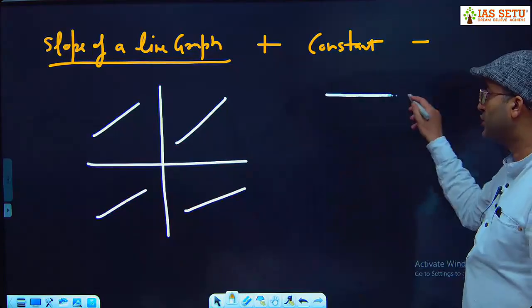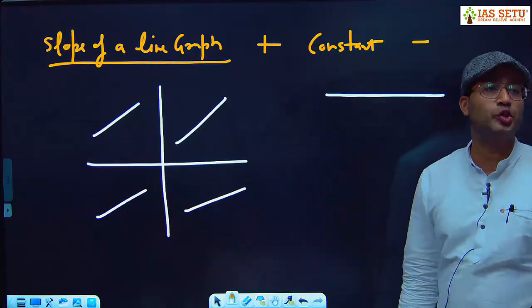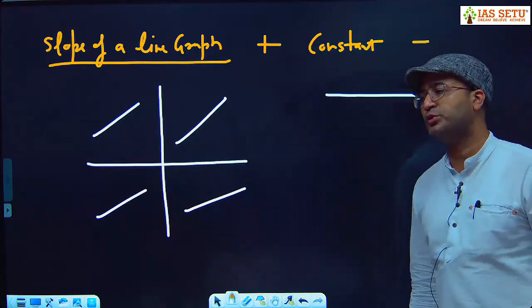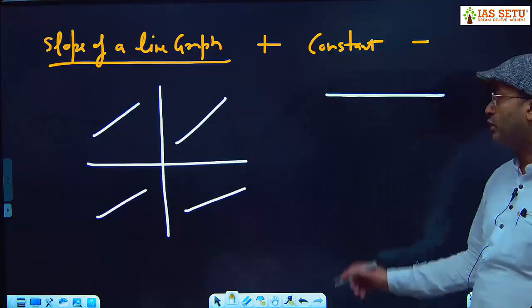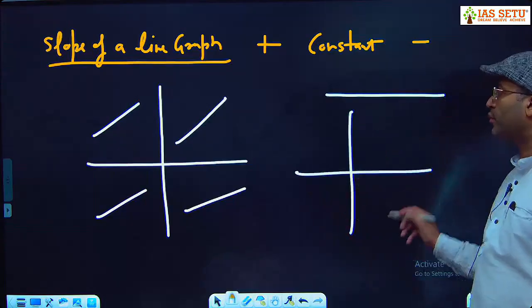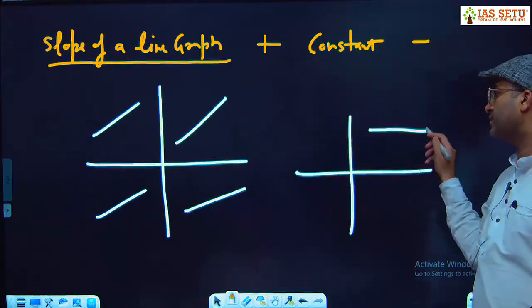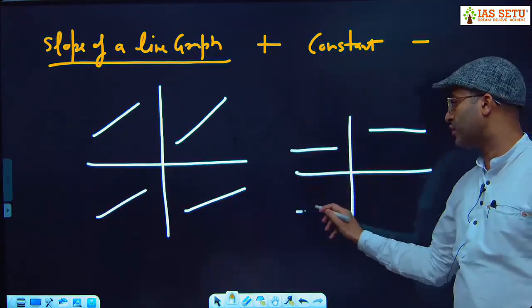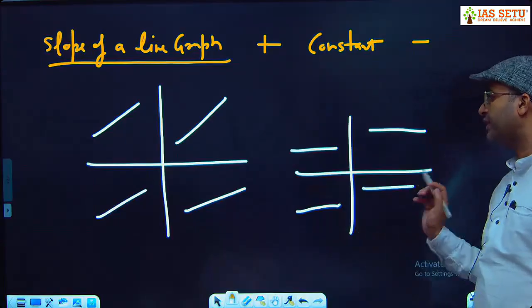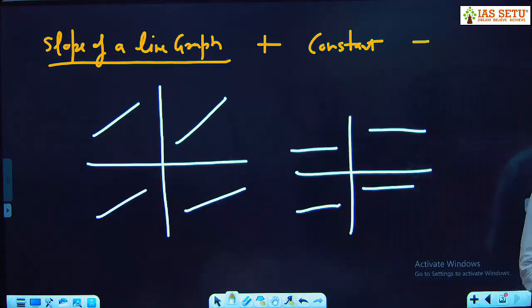Whereas for a horizontal line, the slope you can say is zero or constant. We call this slope zero or constant. Here also, a zero or constant slope you can have in any quadrant.